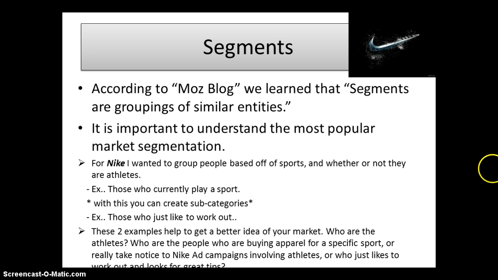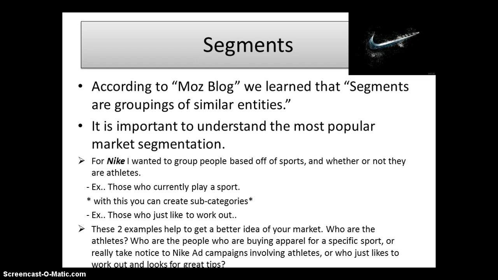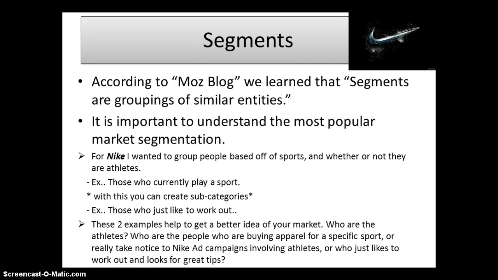I think it is important to understand the most popular market segmentation. For Nike, I wanted to group people based off of sports and whether or not they are athletes. An example would be those who currently play sports compared to those who just like to work out. You can create subcategories with these, especially with the currently play sport topic. It could be people who currently play soccer, people who currently play baseball or basketball. These two examples help to get a better idea of your market.